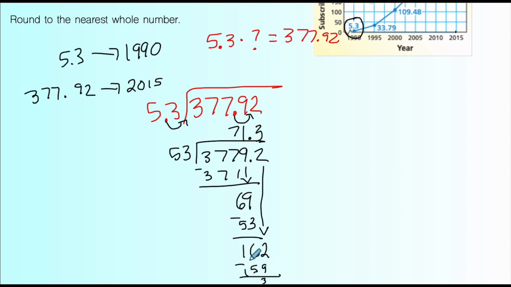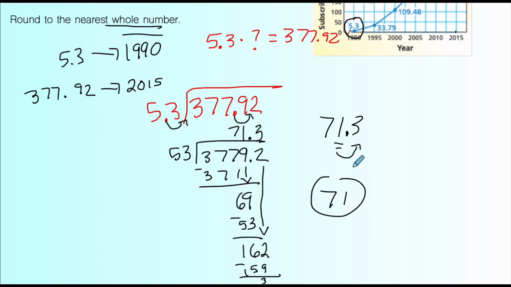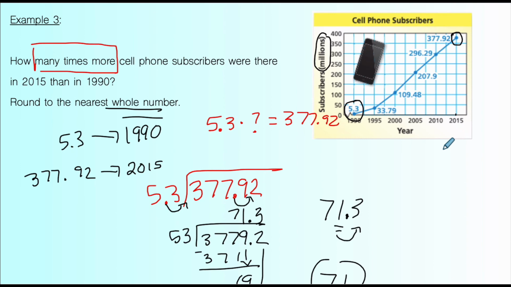We don't have to go any further because it says round to the nearest whole number. And so you need to go one extra place value, which we've done, and now we can round. So 71.3 rounded to the nearest whole number. I look to the right, it's less than 5, so I just round it to 71. So that tells me there are about 71 times more people in 2015 that have a cell phone than there are in 1990. And that seems to be pretty accurate. It went from 5.3 up to 377. That's being multiplied by about 70, and we got 71.